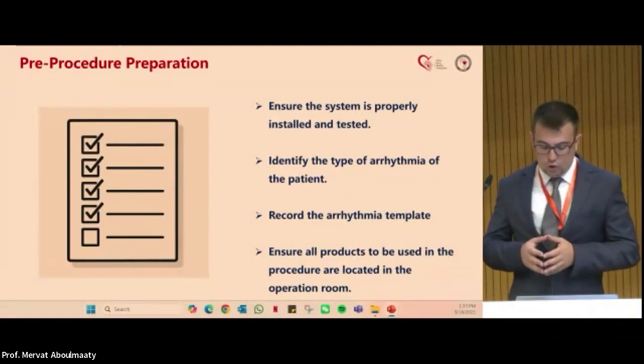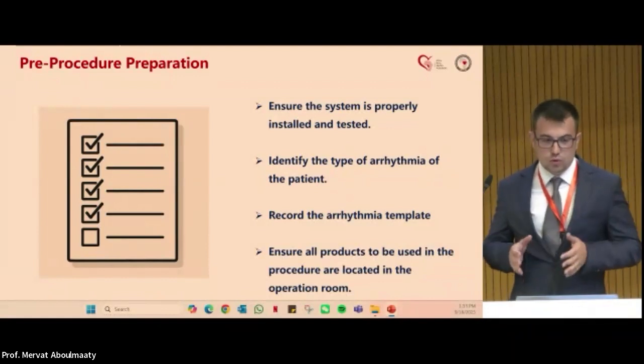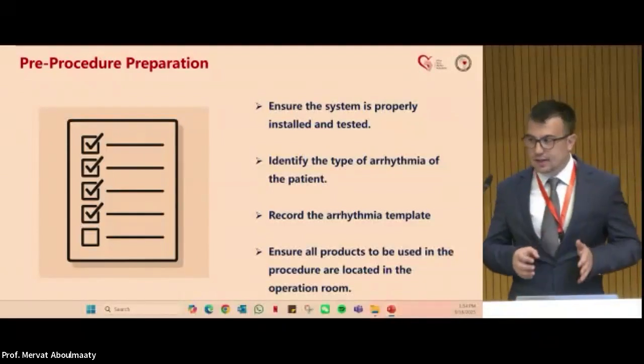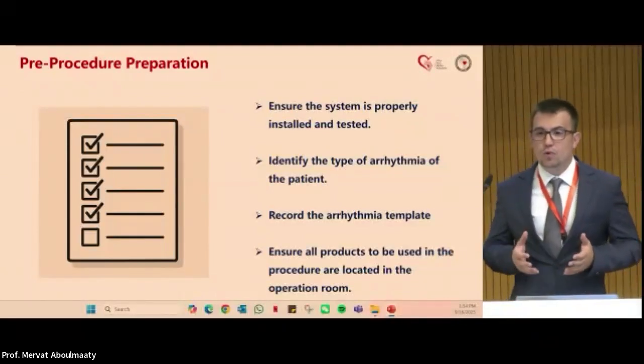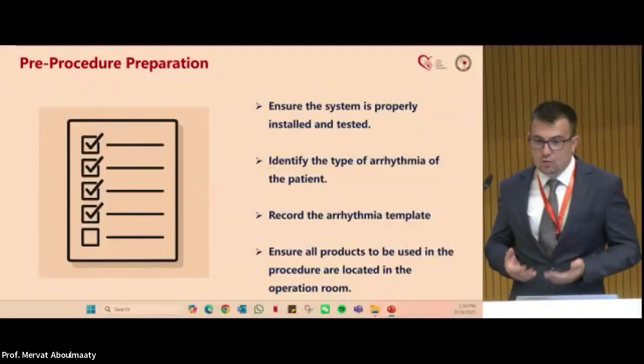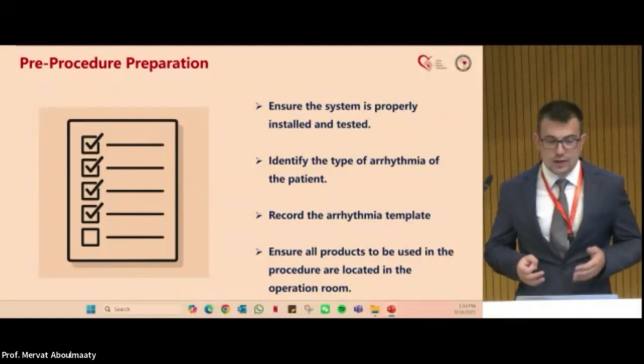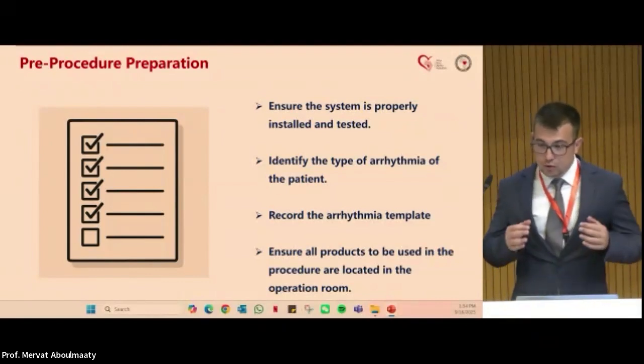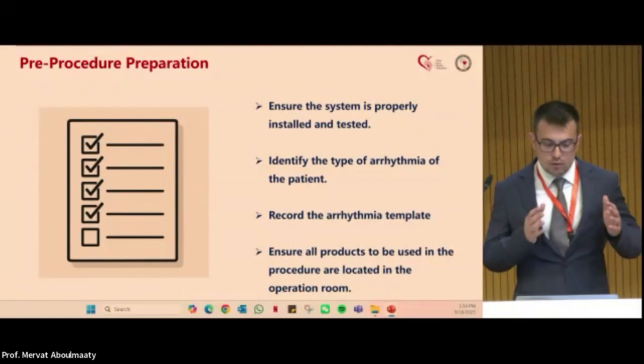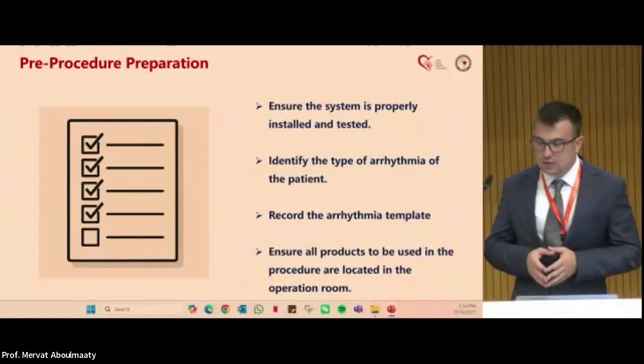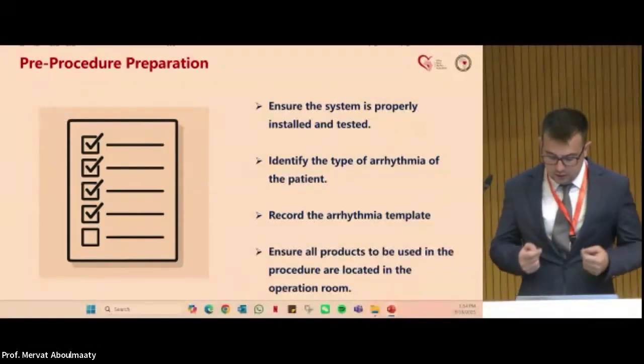We also ensure all the products to be used are located in the cath lab. For example, if we will perform an atrial fibrillation case and we know that the physician will use a transseptal sheath and needle, before the case we need to make sure that all the products are in the cath lab. So we shouldn't waste time searching for the product.